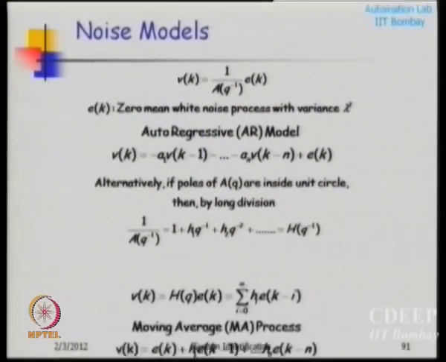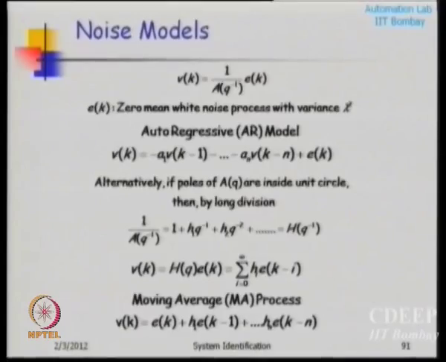The next thing I am going to say here is that this can be converted to a moving average process. Those two model forms, autoregressive and moving average, are just interconvertible forms. You can go from one form to the other, just like you can go from discrete to continuous and continuous to discrete. The same thing holds here.